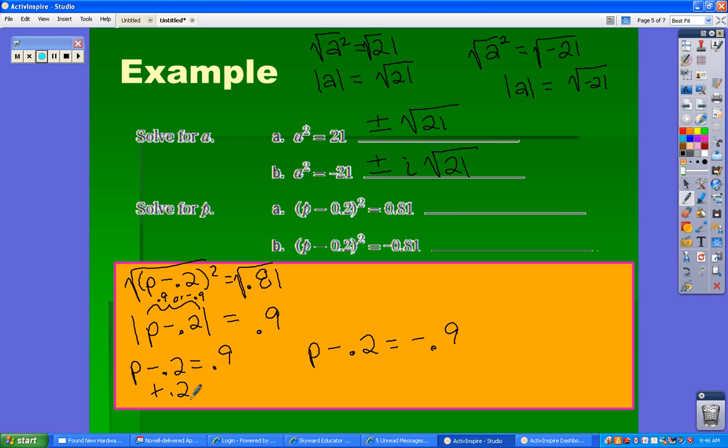Add 0.2 to both sides. p equals 1.1, or p equals negative 0.7. These are problems that we have done already. This is like something we did early on in this chapter.